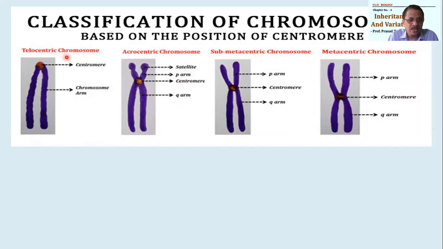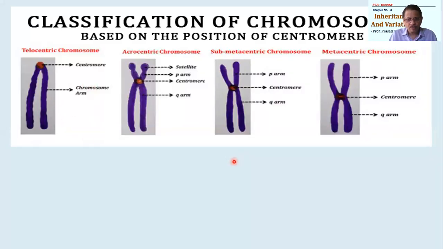And the last category is the telocentric chromosome. A telocentric chromosome is one in which the centromere is at the tail end, it stays right at the end. So one arm has gone and the other arm is available. So the P arm is almost absent, the Q arm is present. That is the characteristic feature.